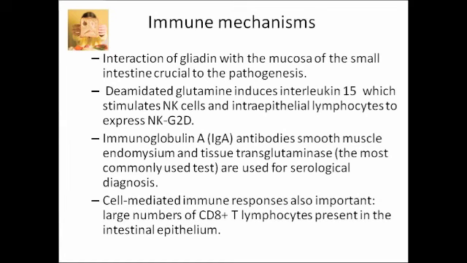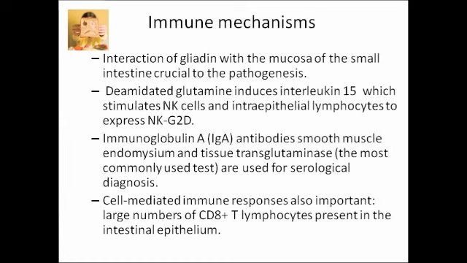Negatively charged deaminated gliadin has been shown to induce interleukin-15 in enteric epithelial cells, stimulating proliferation of natural killer cells and intraepithelial lymphocytes to markers for natural killer T lymphocytes. Another example is that IgA antibodies to smooth muscle endomysium and tissue transglutaminase are used commonly for serological diagnosis of celiac disease. However, 3-5% of patients with celiac disease are IgA deficient. Determining total IgA prior to antibody testing is suggested in patients.